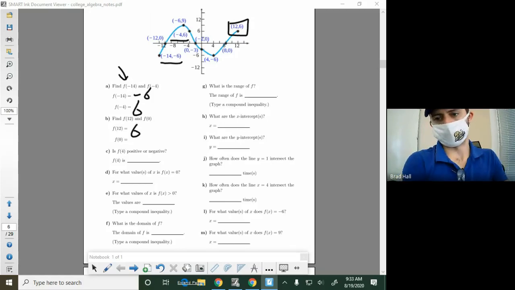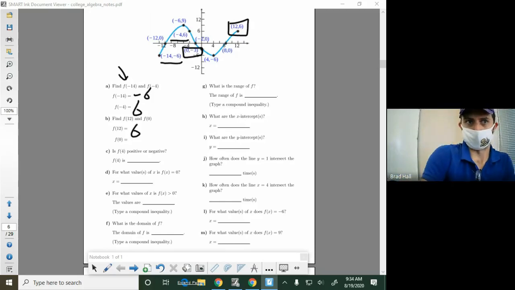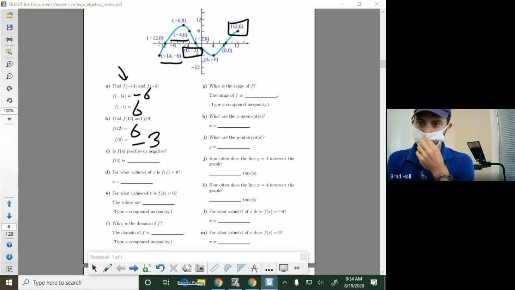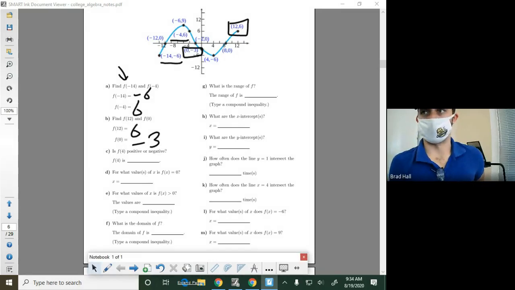And what about f of 0? When is there a 0 in the x position? I see that right here. What is the y value corresponding to x equals 0? Negative 3. So it starts off pretty tame so far. Just what's the y value corresponding to these particular x values? More so a way of interpreting the notation.